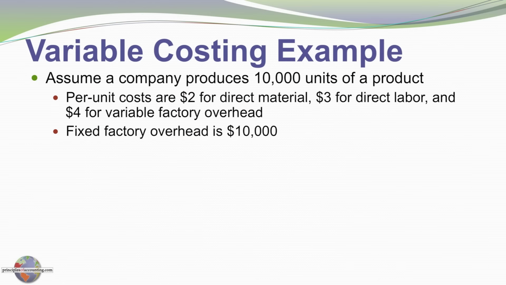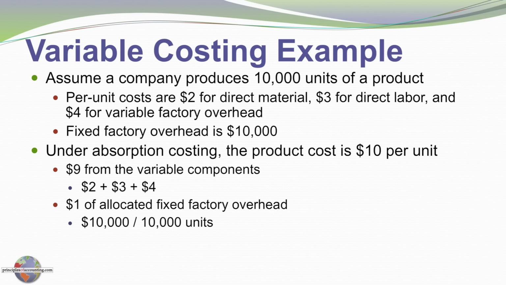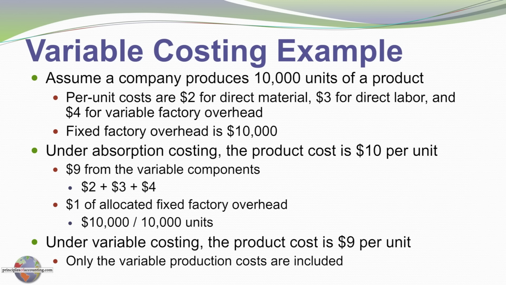Let's look at a variable costing example. Assume a company produces 10,000 units of a particular product. Per unit costs are $2 of direct materials, $3 for direct labor, and $4 for variable factory overhead. This business also incurs $10,000 of fixed overhead. Thus, under absorption costing, the product cost is calculated to be $10 per unit. That's the $9 for material, labor, and variable overhead, and $1 per unit for fixed factory overhead as shown, the $10,000 spread over the units. Under variable costing, however, the product cost is the $9 material, labor, and variable overhead.